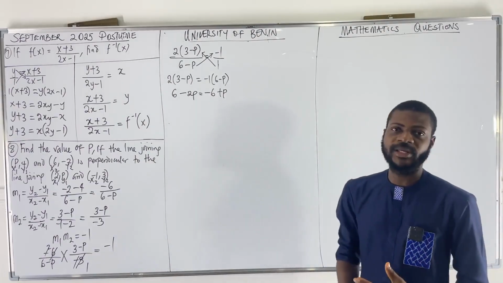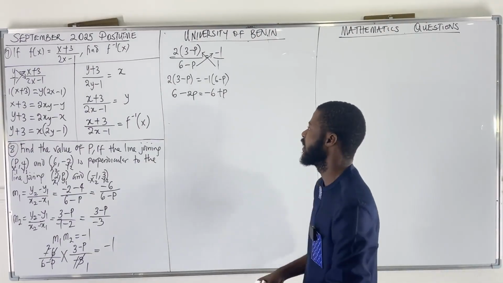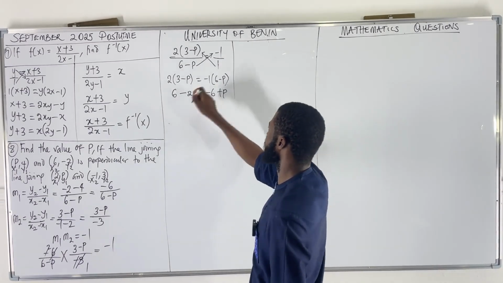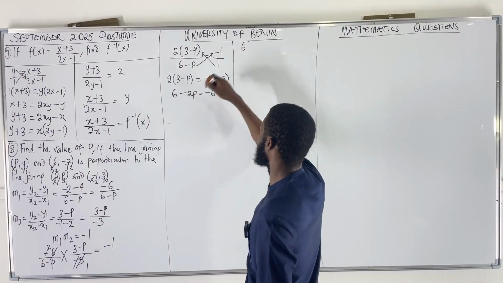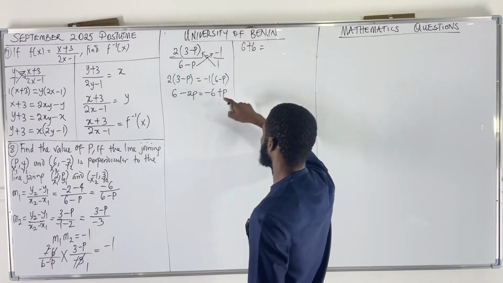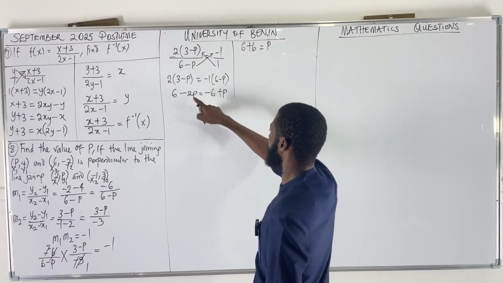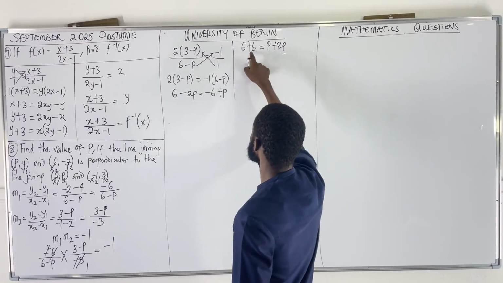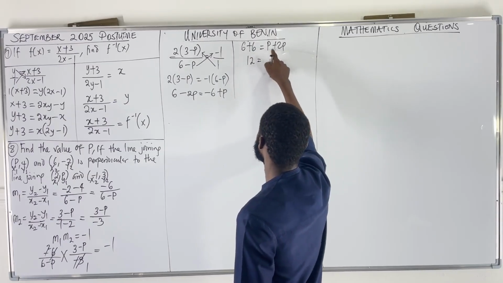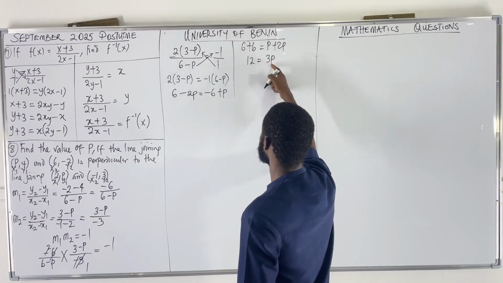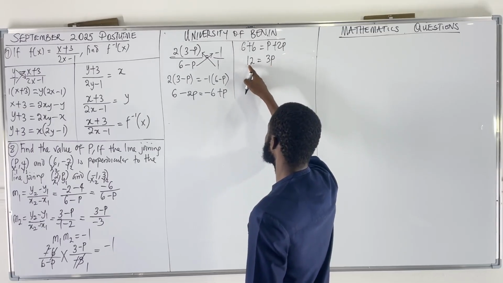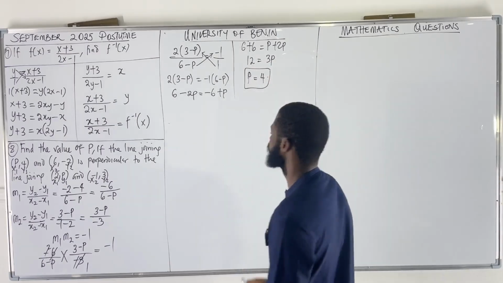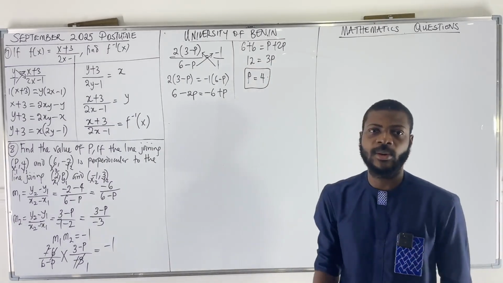Now you want to make all the p to be on one side. It does not really matter where the p goes. So this is 6. I want this minus 6 to come over to become plus 6, equal to this p. I want this minus 2p to come over to become plus 2p. 6 plus 6 is 12. p plus 2p is 3p. If you divide both sides by 3, 12 over 3 is 4. So this means p is equal to 4. So that will be the answer to question number 8.